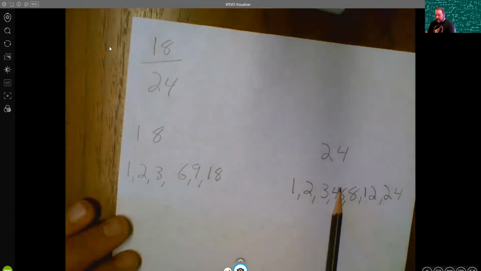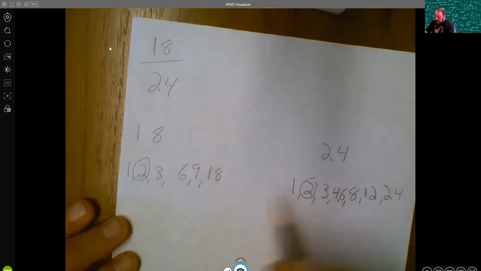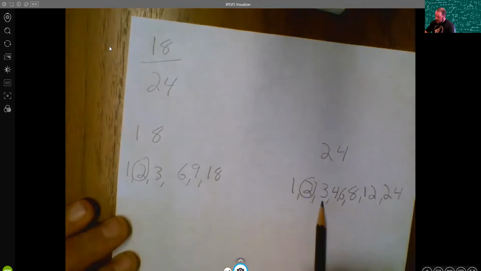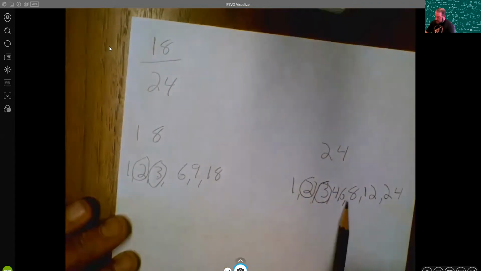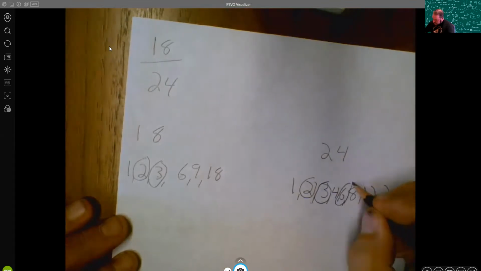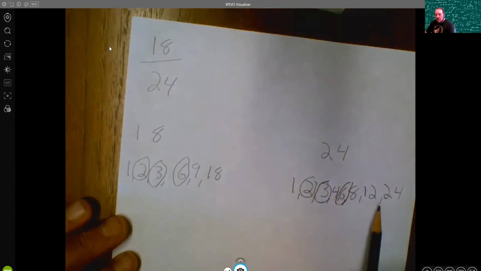Now we need to find the common factors. 2. There's a 2 here. Let's go to 3. Is there a 3 over here? Yes, there is. 6. Is there a 6 over here? Yes, there is. 9. Is there a 9 over here? No. 18. Is there an 18 over here? No. So we found our common factors.